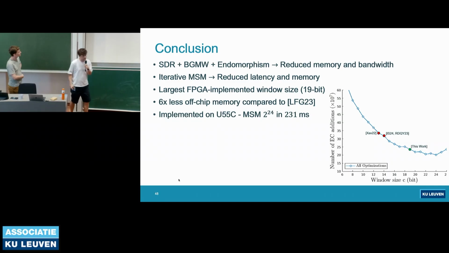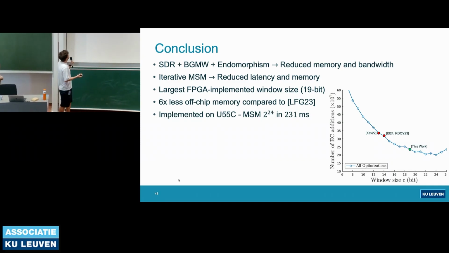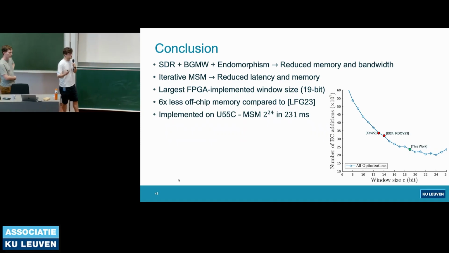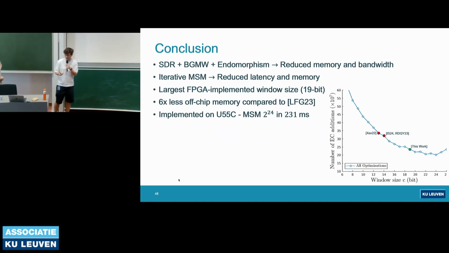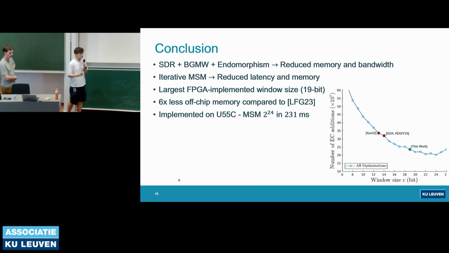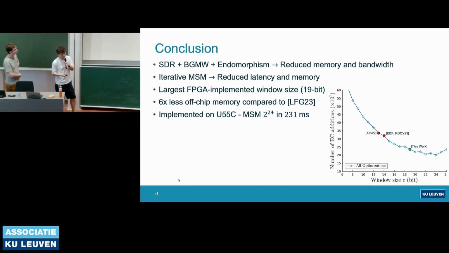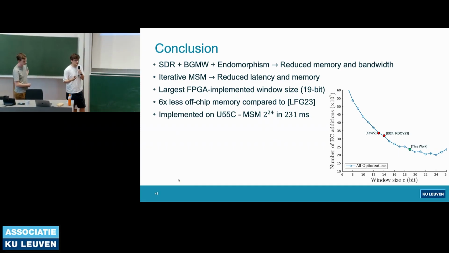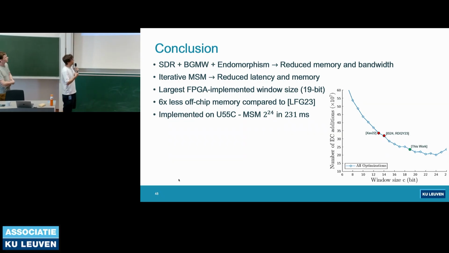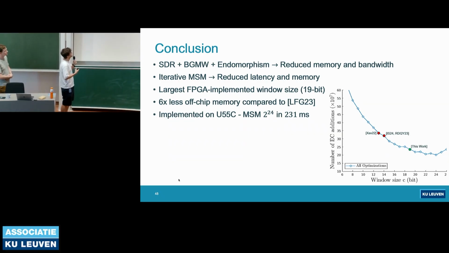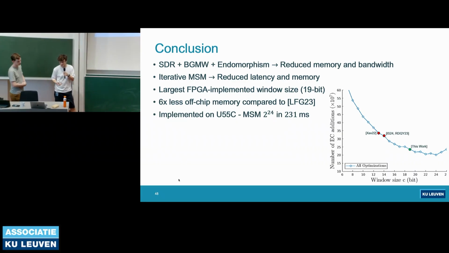So to conclude, in our paper, we combined the signed digit representation with the BGMW method, but also shown that you can still use the endomorphism property in hardware to effectively reduce the amount of off-chip memory you need and also the bandwidth that you need. We then proposed an iterative MSM technique, a way to reuse on-chip memory to effectively push for larger window sizes and get improved latency. And by doing all this, we achieved a window size of 19 bits, which is the largest FPGA implemented window size.